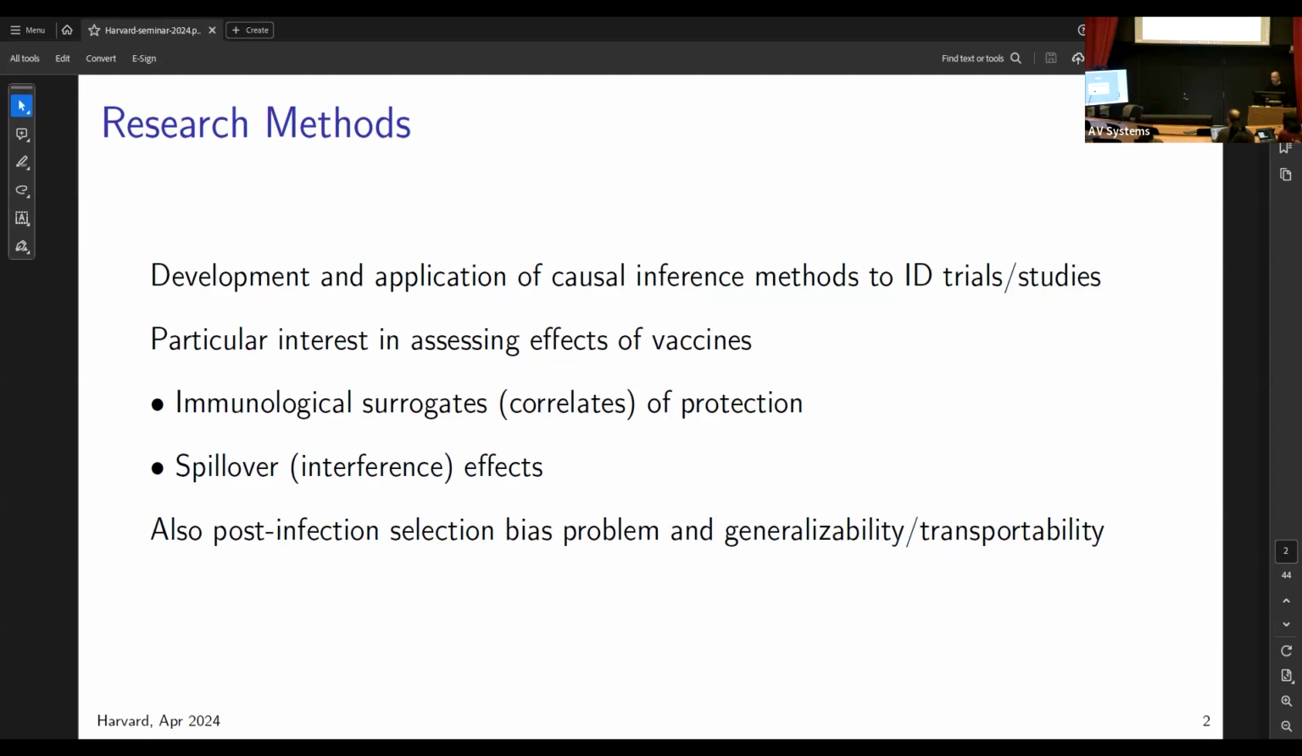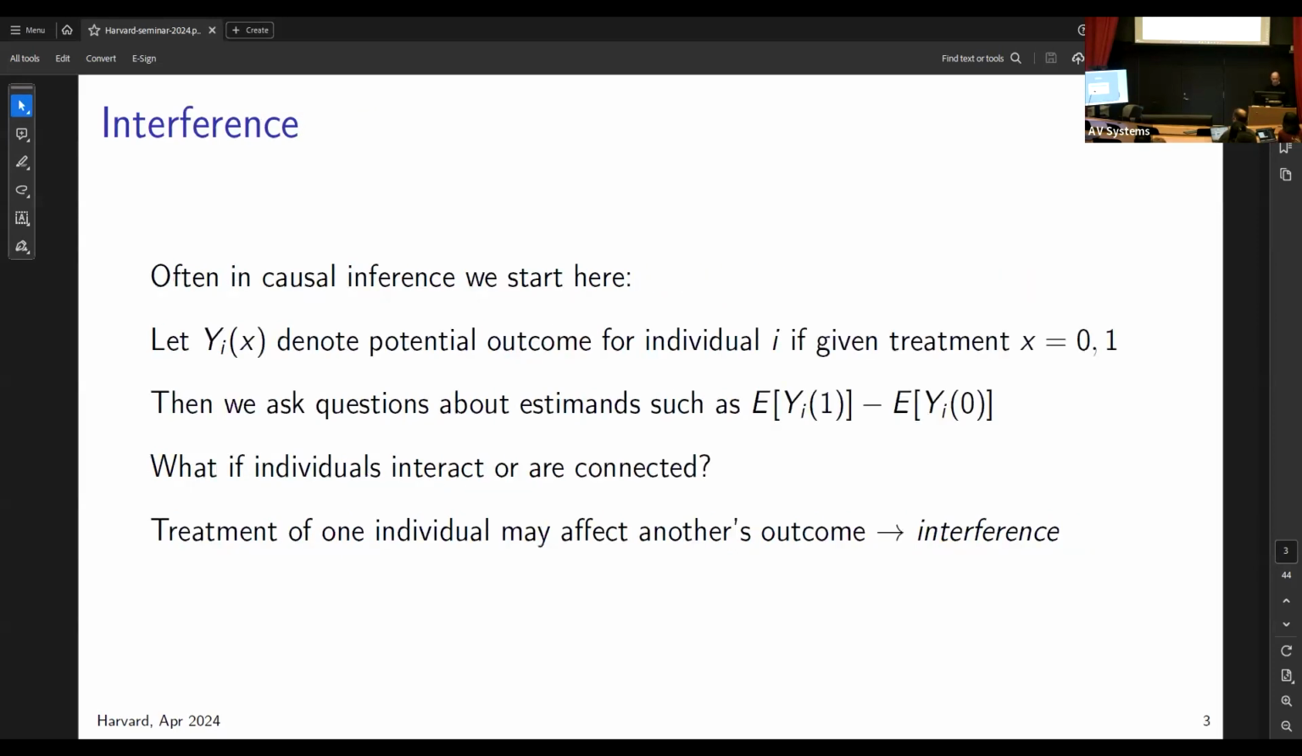A couple of other problems that we've worked on in this space. One is the post-infection selection bias problem that occurs when you do preventative trials, and then you want to look only at a subset of folks who get infected. And then also dabble a little bit with the generalizability or transportability problem, which I know Lisa and others here at Harvard have worked on quite a bit. But for today, I'm going to focus mostly on this interference problem.